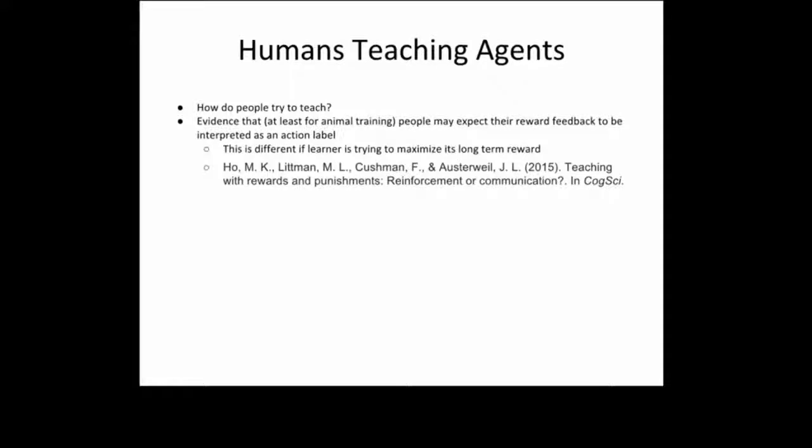But it's not always clear that that's how people want to teach agents or whether that's how people should teach agents. So in particular, at least for animal training, there are some results from Michael Littman and a number of his colleagues that indicate that when people are providing reward feedback, they may assume that the agent is interpreting that as action information. So the idea is that if I provide a positive 1, then I might assume that the agent is interpreting that as I am taking the right action, not as if that is actually a +1 in terms of my reward function.